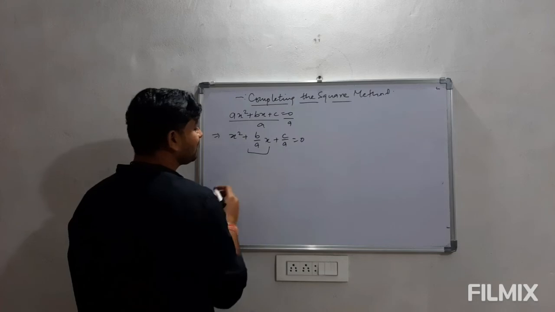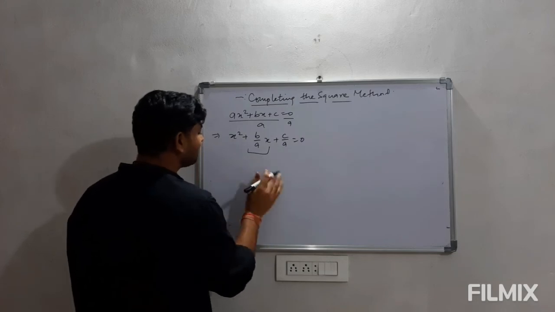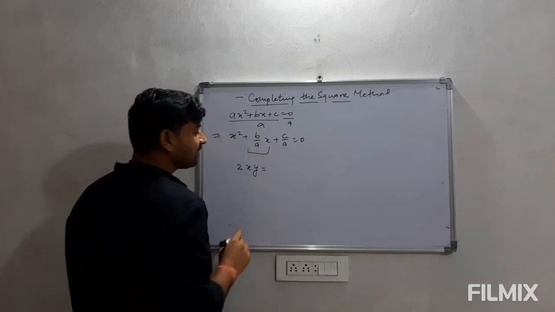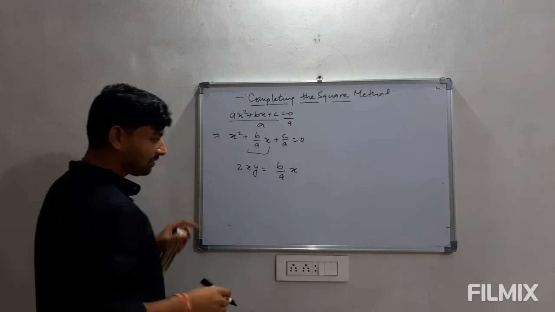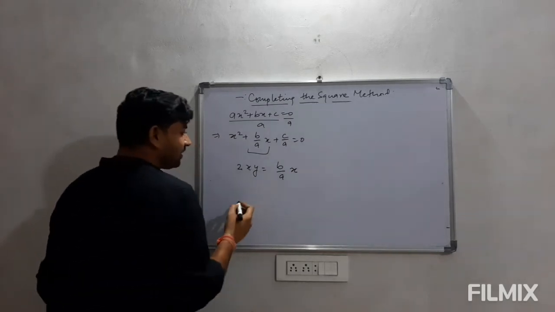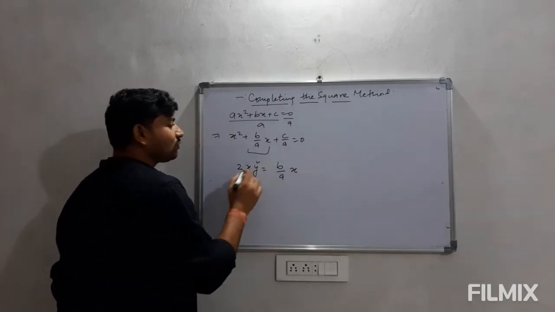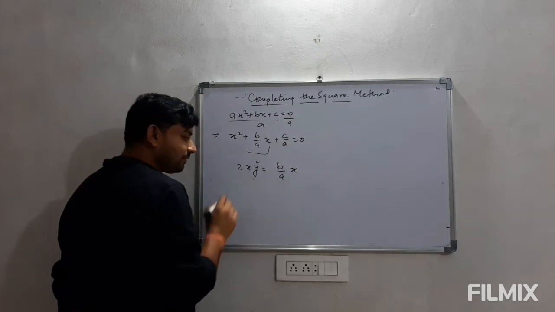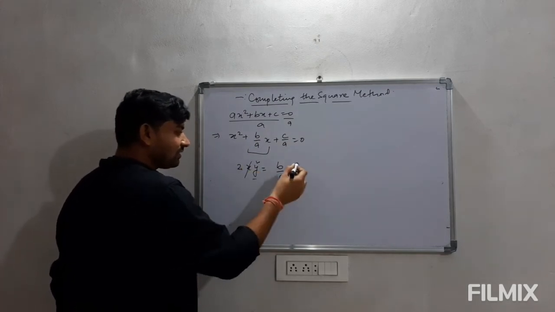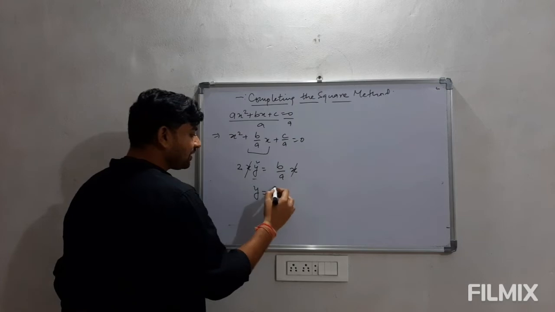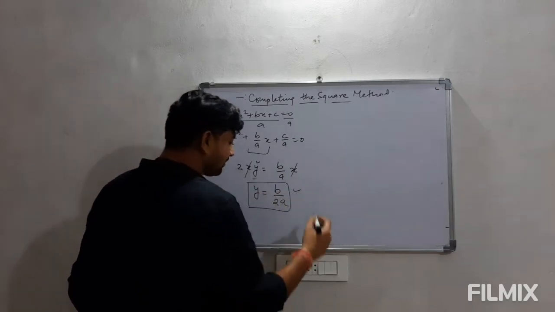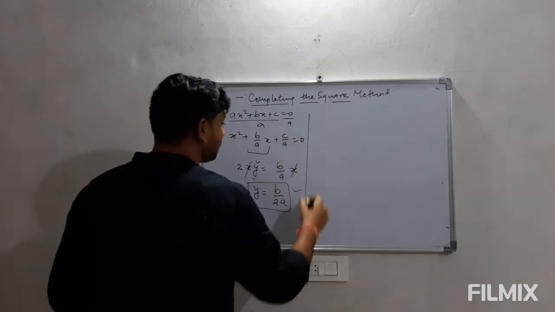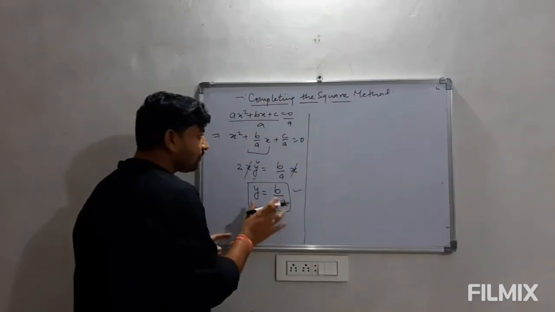Now we will consider the middle term as 2xy, as the variable here is x. This is nothing but b upon a x from this standard form. From here I just want the value of y so that we can write the second term. If we look at this, x and x are cancelled here, so we are getting the value of y as b upon 2a. This will be taken as the second term here, so we will be using this value of y here.